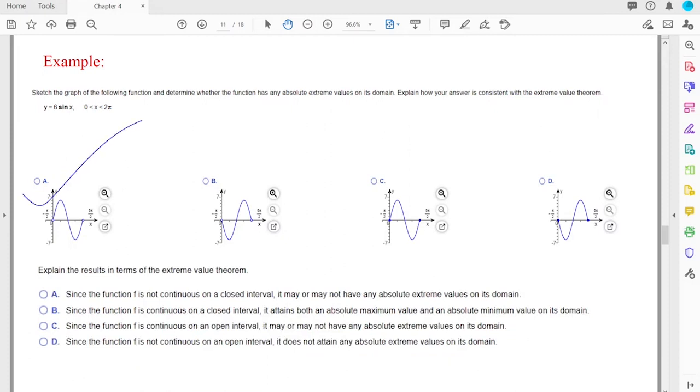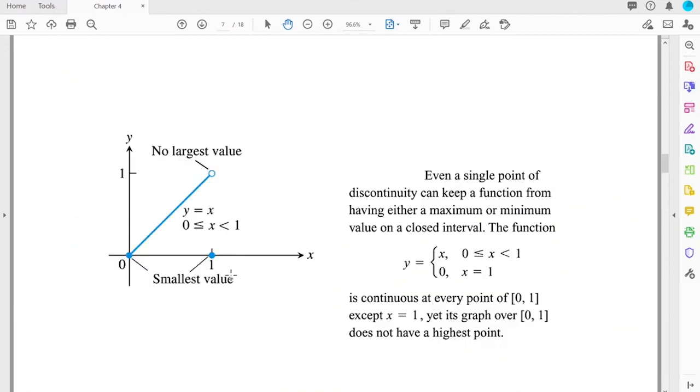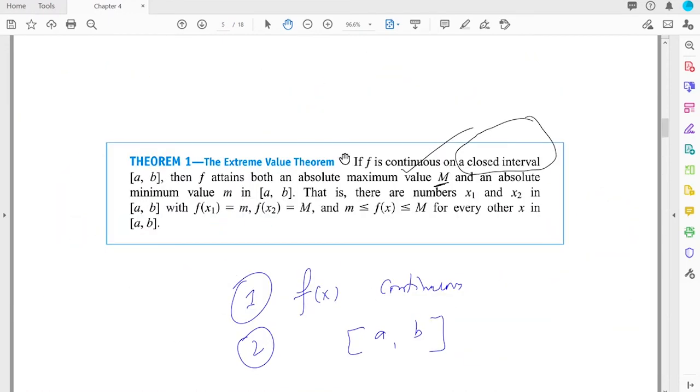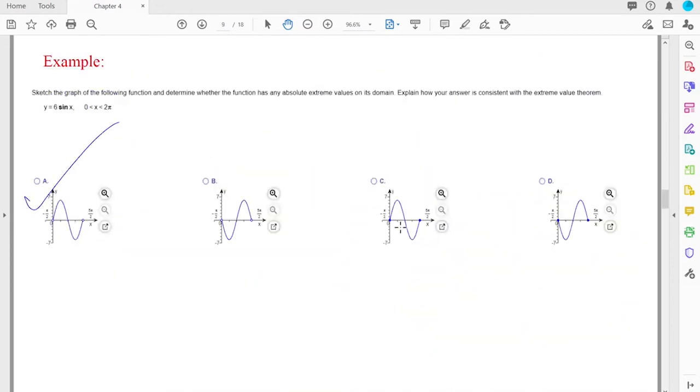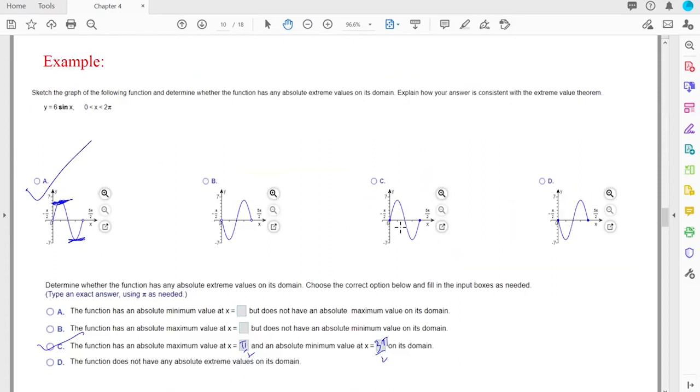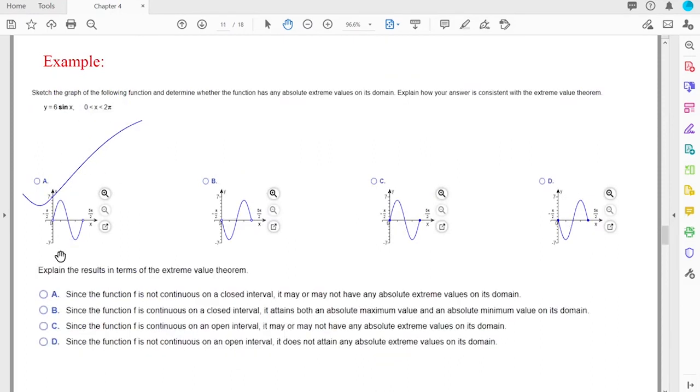And there is another question: explain the results in terms of the extreme value theorem. If you go back to the extreme value theorem, it says that if a function is continuous on a closed interval, then there should be an absolute maximum and absolute minimum on that interval. But here we took an open interval, and still there is an absolute maximum and absolute minimum.